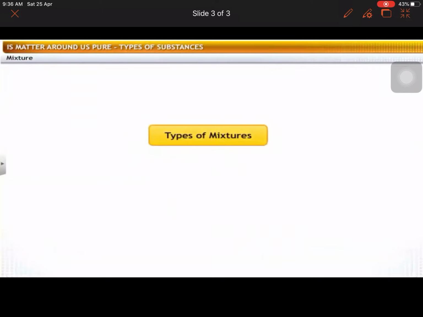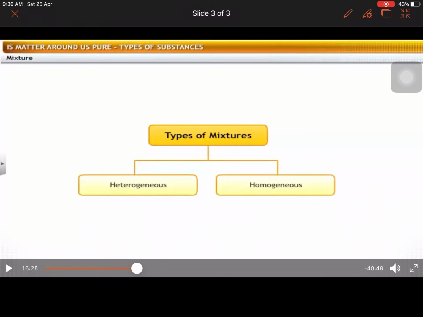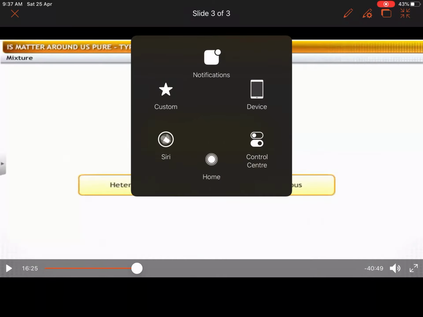Based on the distribution of the particles in the mixture, there are two types of mixtures, heterogeneous and homogeneous mixture. In the next video we are going to discuss heterogeneous and homogeneous mixtures.